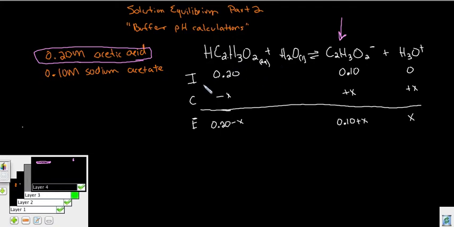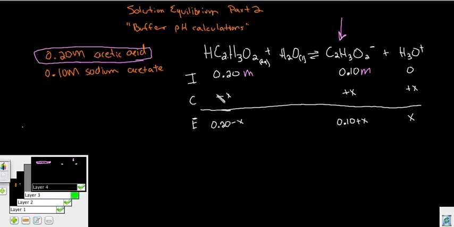And so here we go. Here's the initial value. My ICE table goes right underneath my balanced equation. My initial amount is 0.2 molar of that, and then 0.2 molar of that, and 0 of this initially.